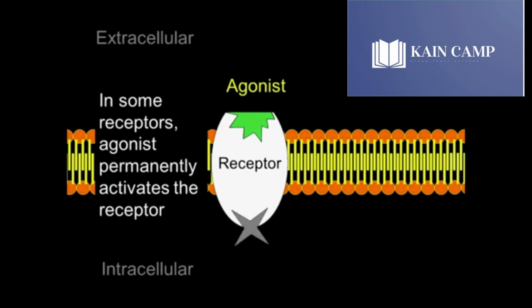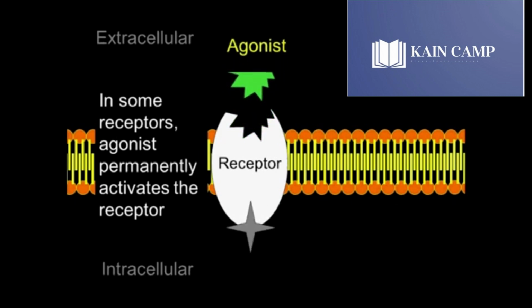What do they do? They make some structural changes in the receptor in its covalent bond, and they activate it permanently. Even if the agonist is removed from its site, it is still activated. They are inactivated when the receptors get recycled. This is all about the agonist.